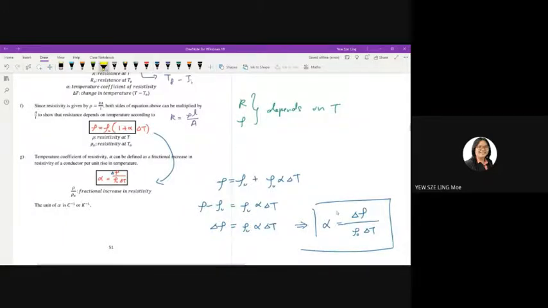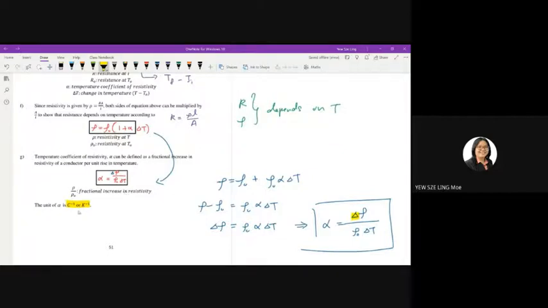So sepatutnya ada satu delta di sini. So alpha equals delta, the change in resistivity, over rho naught, which is the initial resistivity at T naught, times delta T. So the unit of alpha is C to the minus 1 or K to the minus 1. It's either one, it doesn't matter. Why? Because you are looking at the change in temperature. So change in temperature in Kelvin is the same as the change in temperature in degree C.